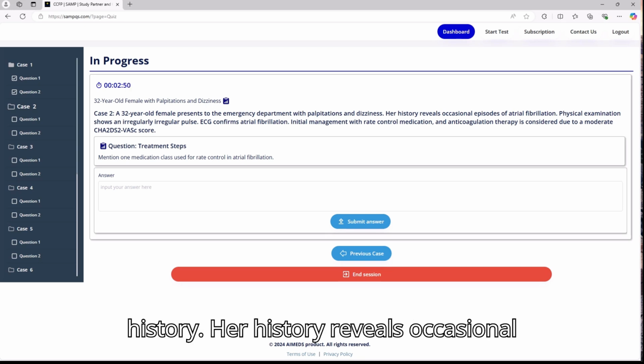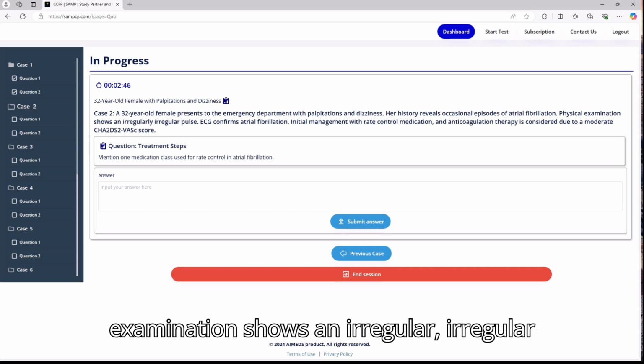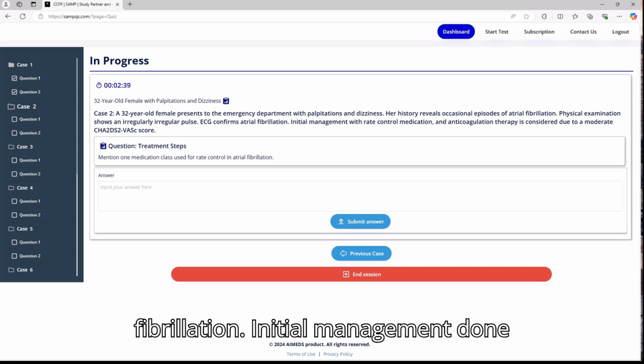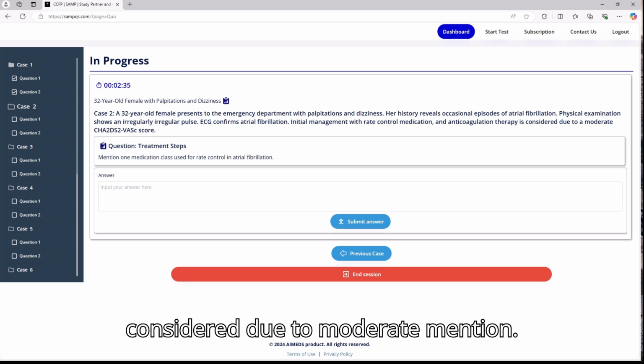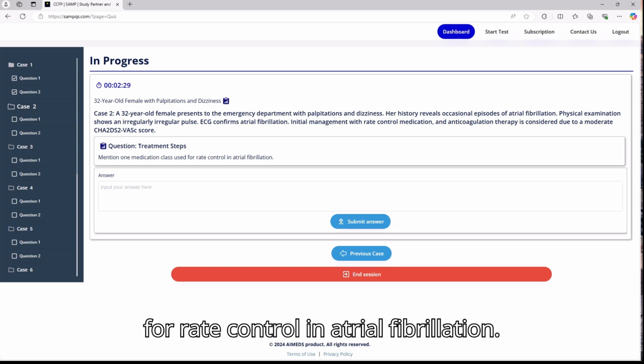With history, her history reveals occasional episodes of atrial fibrillation. Physical examination shows an irregular pulse. ECG should confirm atrial fibrillation. Initial management done with rate control. Anticoagulation is considered due to moderate. Mention 1 medication class used for rate control in atrial fibrillation.